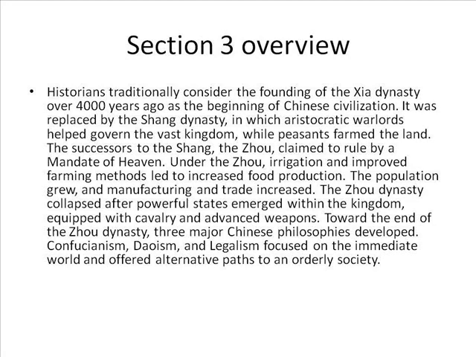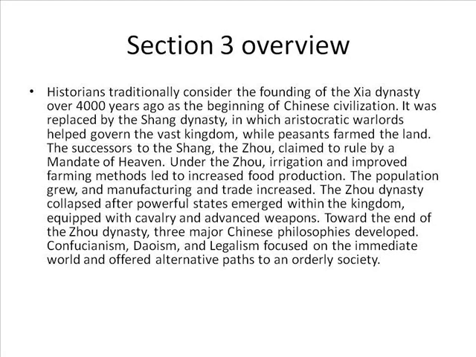The successors to the Shang dynasty were, of course, the dynasty that you are looking at right there, which is known as the Zhao dynasty, who claimed to rule by something called the Mandate of Heaven, and you guys will need to become familiar with that. Under the Zhao, irrigation and improved farming methods led to an increased food production, while the population grew, and manufacturing and trade increased. The Zhao dynasty collapsed after powerful states emerged within the kingdom, equipped with cavalry and advanced weapons.